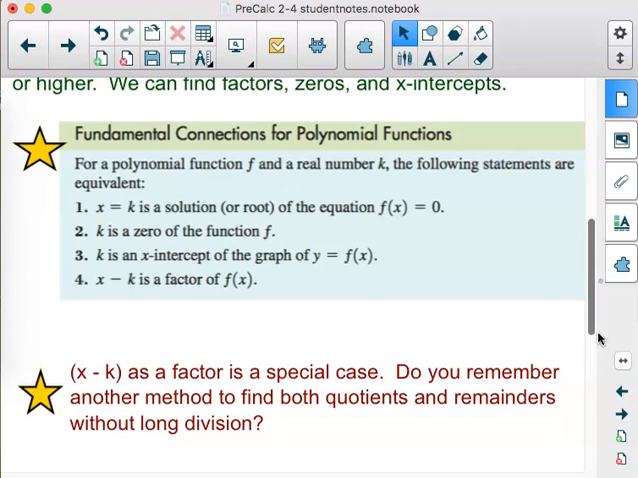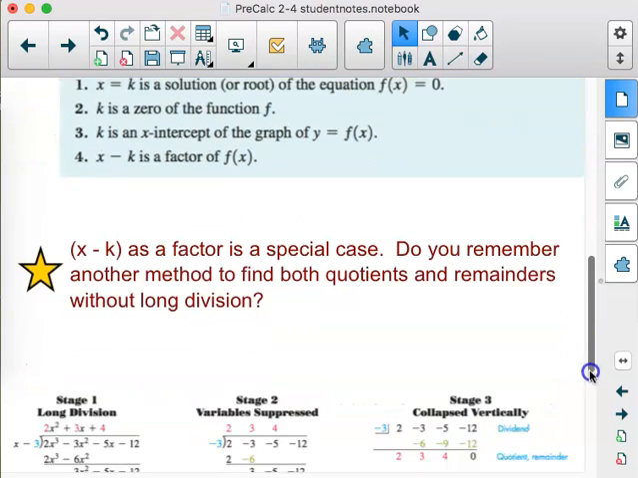x equals k is a solution. Solutions are sometimes also known as roots of the equation f of x equals 0. k is a 0 of the function f. If you put k into the function for x, you're going to get 0. k is an x-intercept of the graph. So now we're connecting it with the visual. And then x minus k is a factor of f of x, which, like I said, can be used as an educated cheat for factoring. But it definitely is more work than it's worth if you know what you're doing when you're factoring.